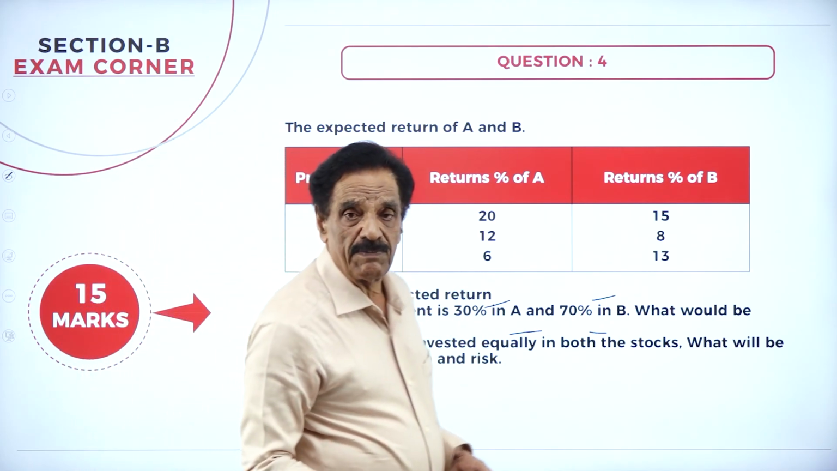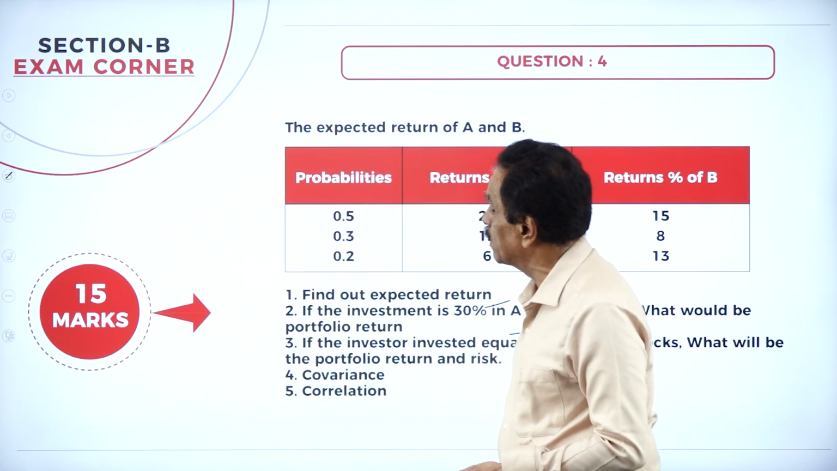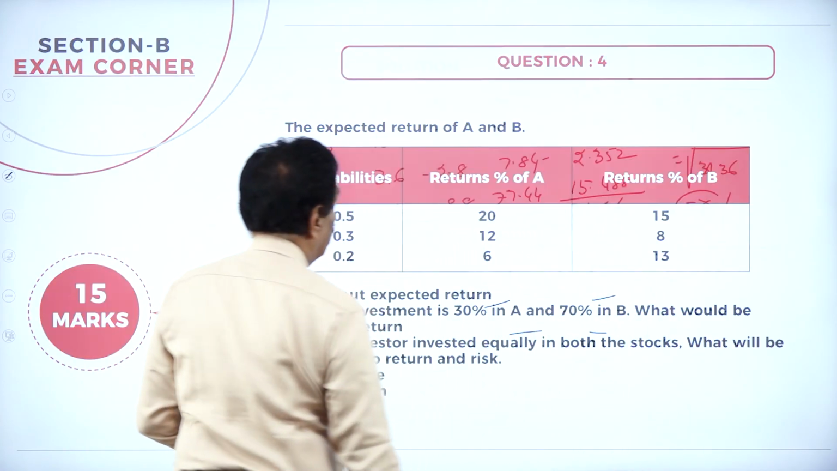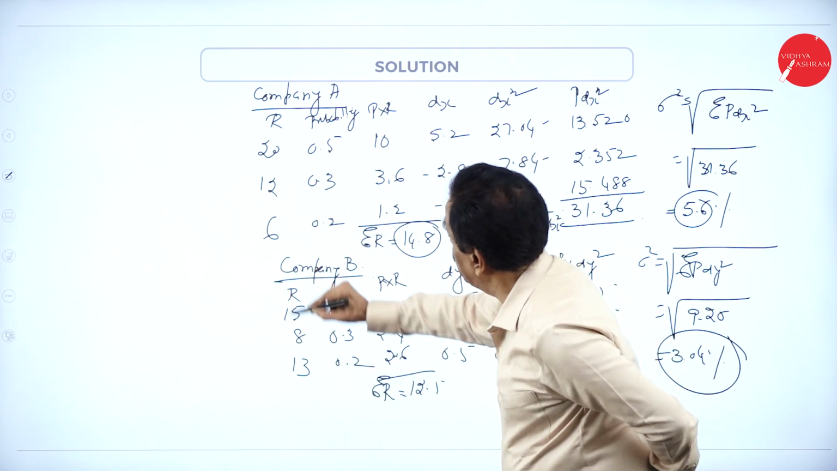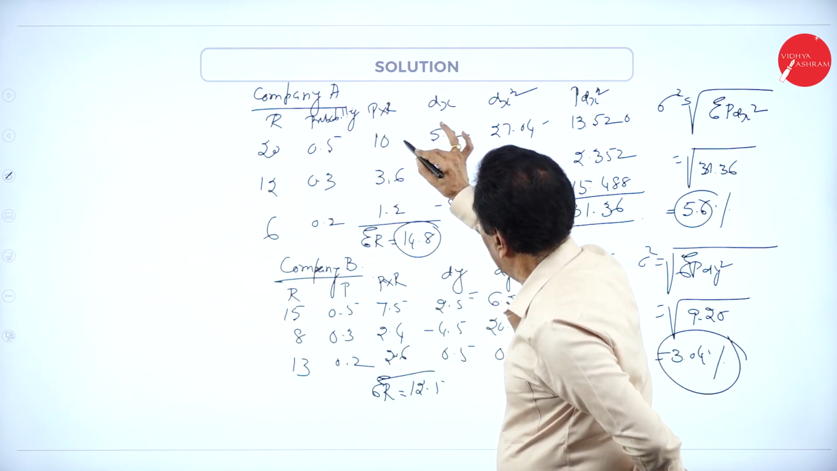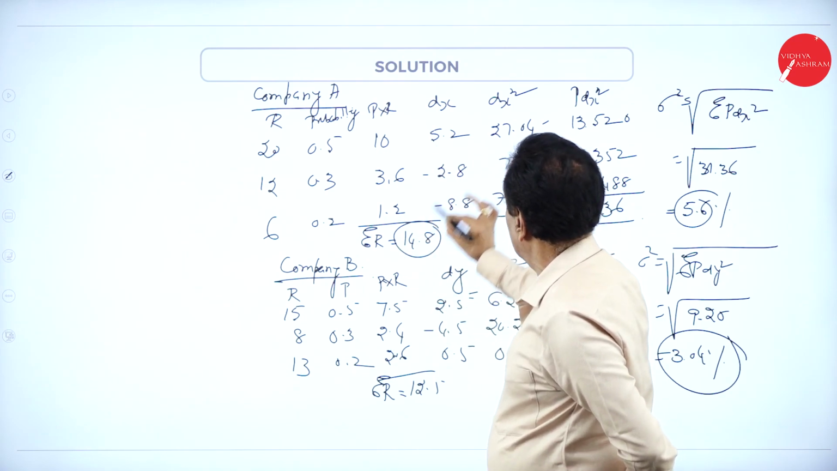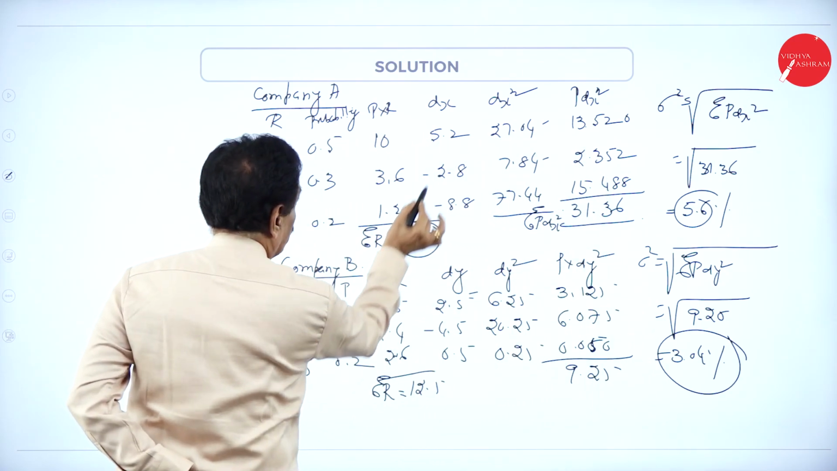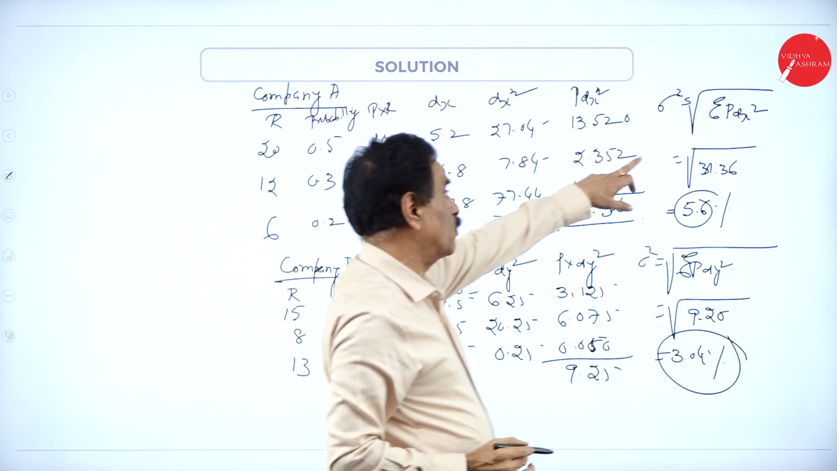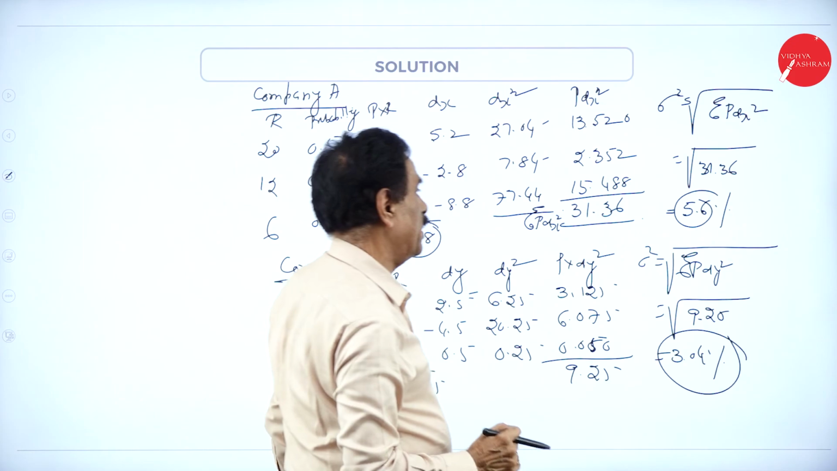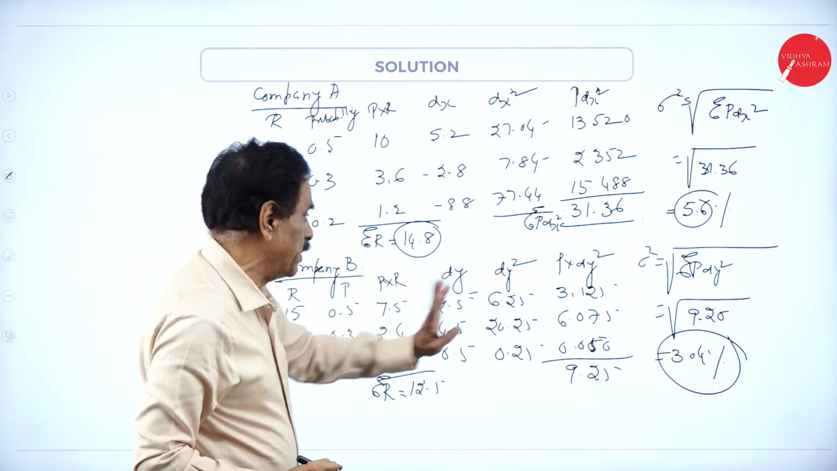So in total we have covered 4 problems. Hope you understand this problem. If you want, I can repeat this problem now. First, multiply by the probability to get the expected return. Then take the deviation, 20 minus 4.2, 12 minus this, square of this, multiplied by probability, root of this is 31.36, which is 5.6, and this is 3.4.